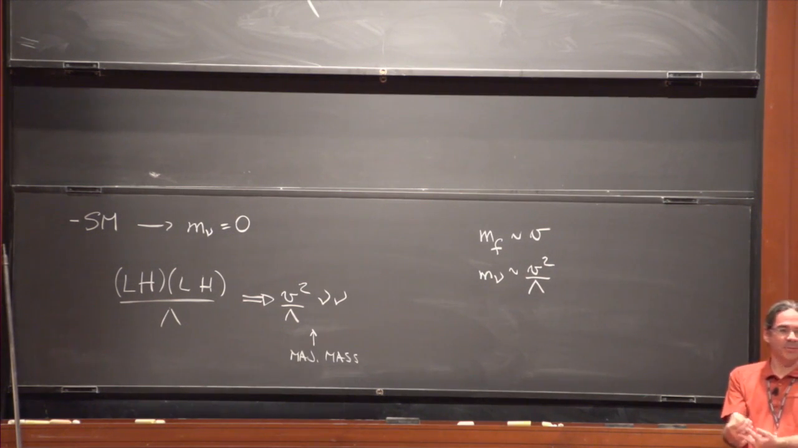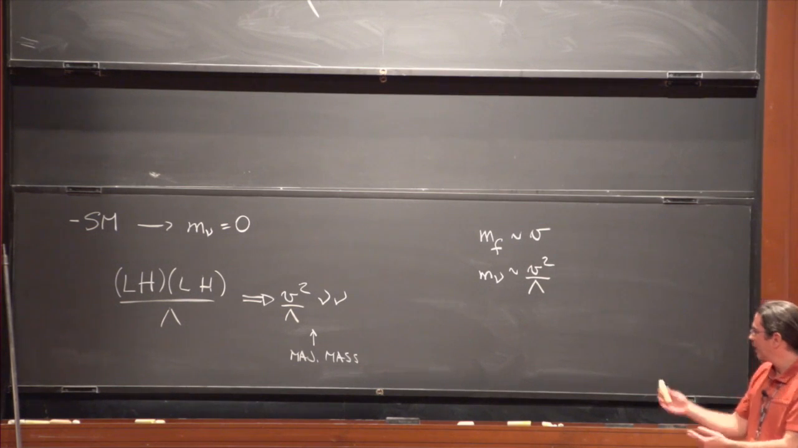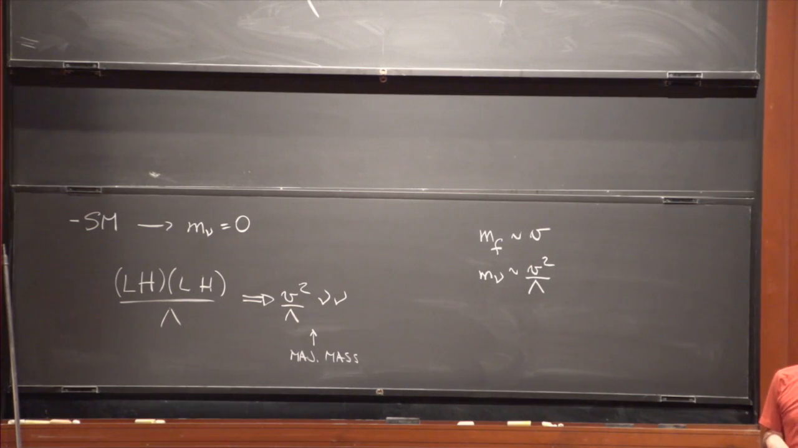So if you ask around, 9 out of 10 theorists will tell you that this is how neutrinos get a non-zero mass. Because the circumstantial evidence is pretty strong. Except, of course, it could be completely wrong.